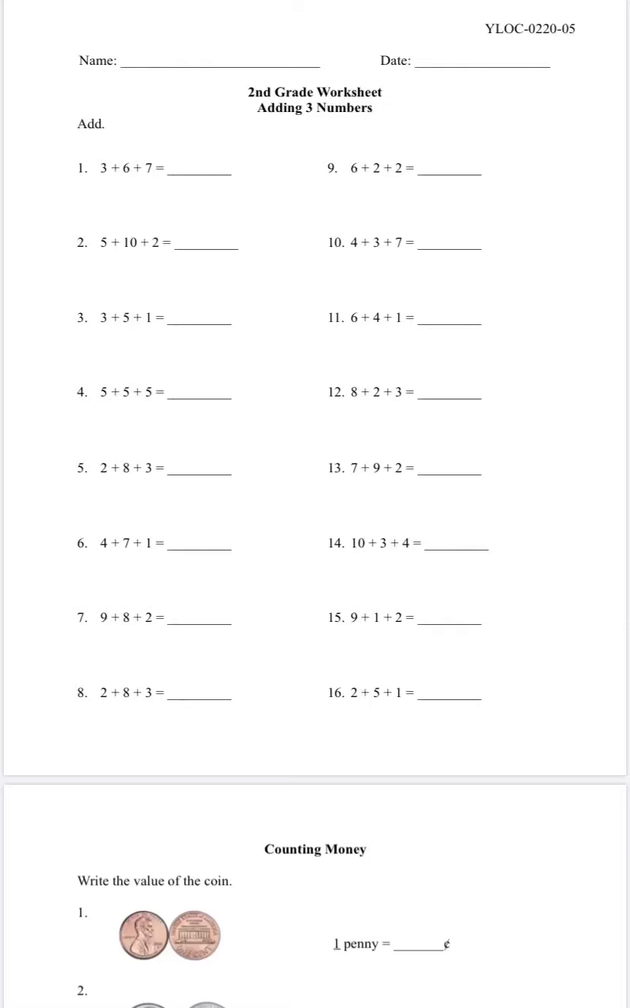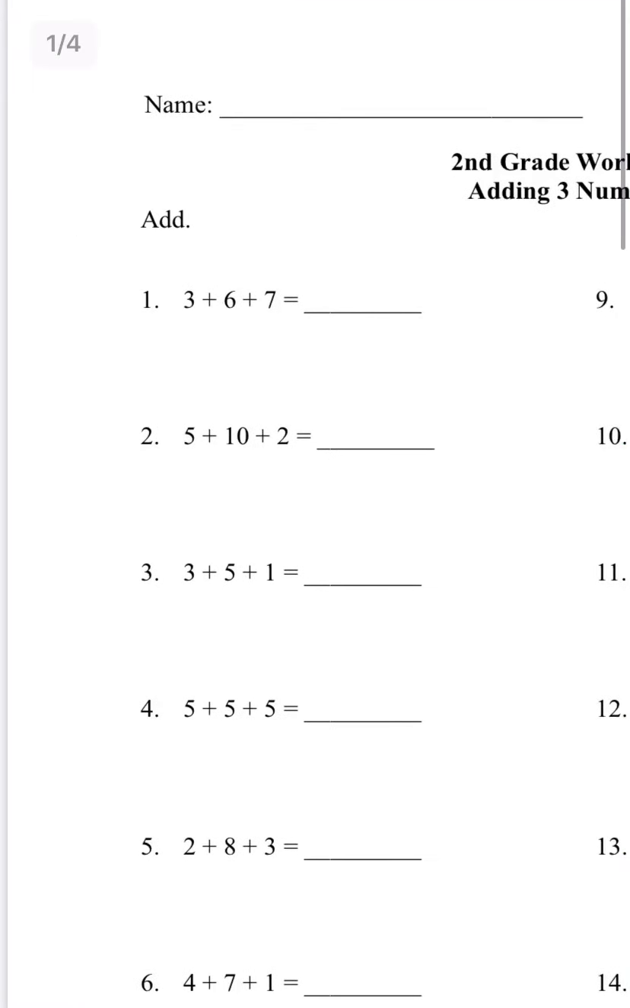Let's try number one. 3 plus 6 plus 7. We're going to draw dots. 1, 2, 3, and then 6. 1, 2, 3, 4, 5, 6, and then 7 more. 1, 2, 3, 4, 5, 6, 7.